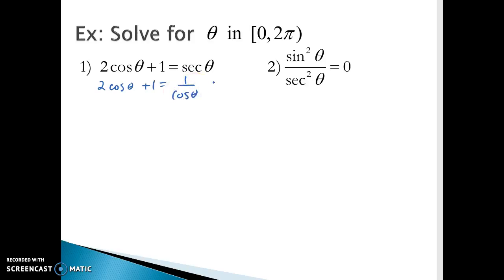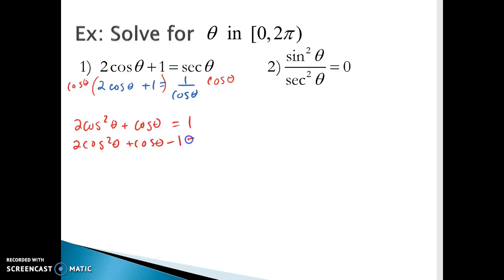Now we talked about how you are not allowed to divide both sides by a cosine theta. However, you are allowed to multiply everything by a cosine of theta. After doing this, we get the equation 2 cosine squared theta plus cosine theta equals 1. And we can subtract the 1 to the other side, giving us 2 cosine squared theta plus cosine theta minus 1 equals 0.